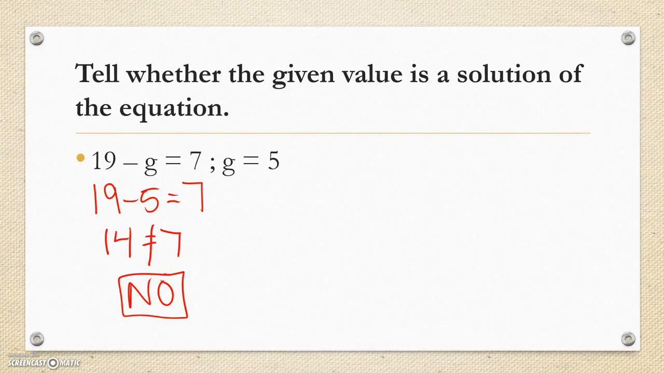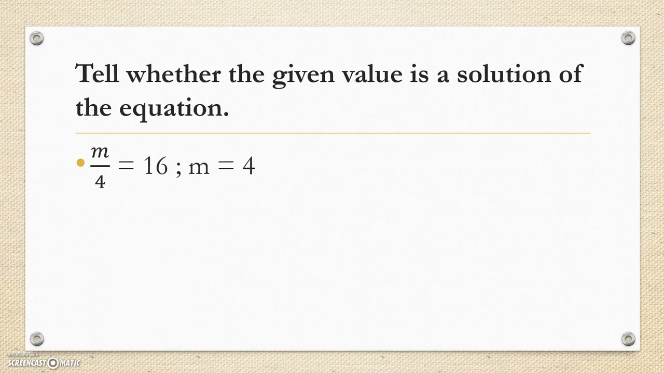We have one more example until we get into solving one-step equations with addition and subtraction. So I want you guys to try this on your own first. It's m over 4. Remember what that fraction bar means: division. So m divided by 4, or m over 4, equals 16. And we're going to check to see if m equaling 4 is a solution. So go ahead and pause this video, try this one on your own, and then you'll check it with me.